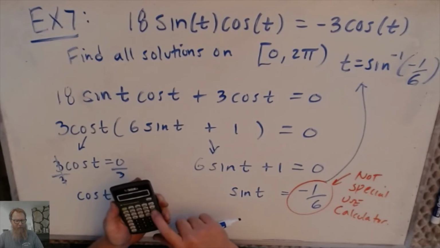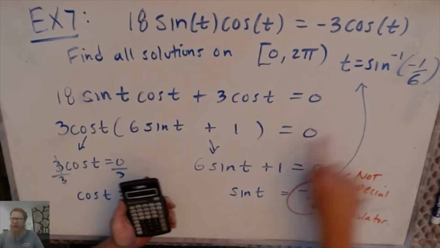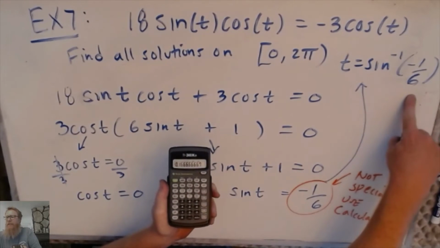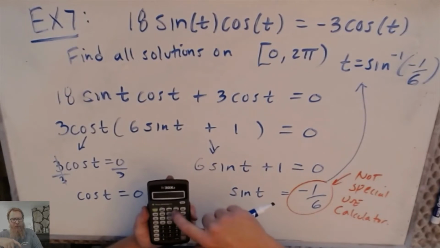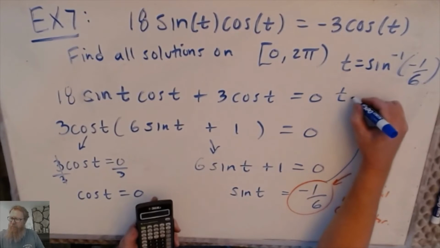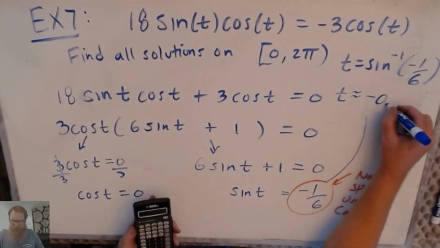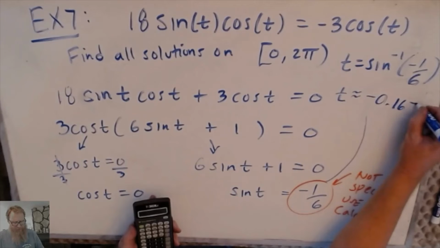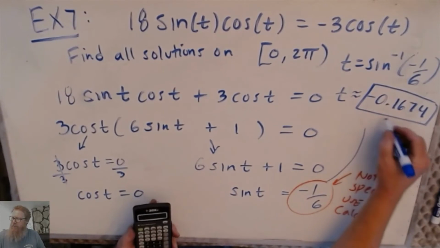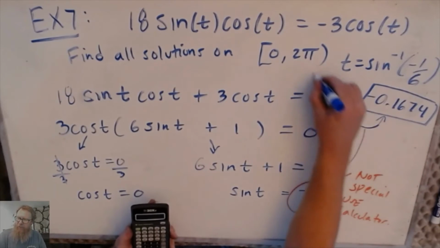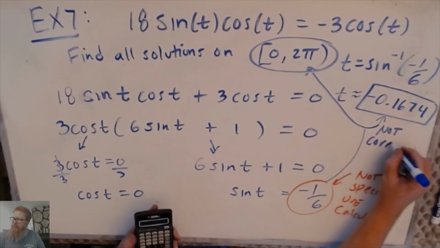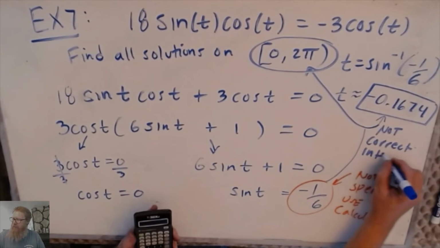So we got negative 1/6. That's negative 0.1666666. And then we do sine inverse of that. Now be careful. You cannot trust your calculator. Just give me 4 decimal places, but this is not in the right interval. So this is not the correct interval.